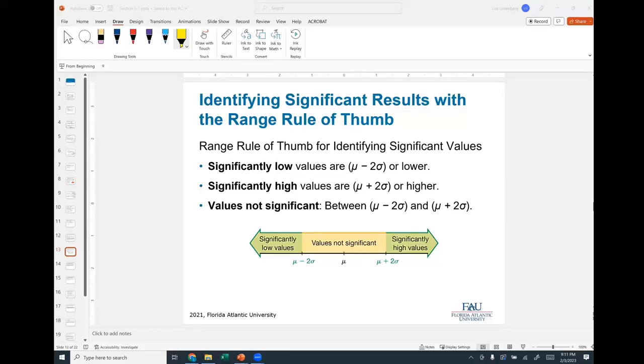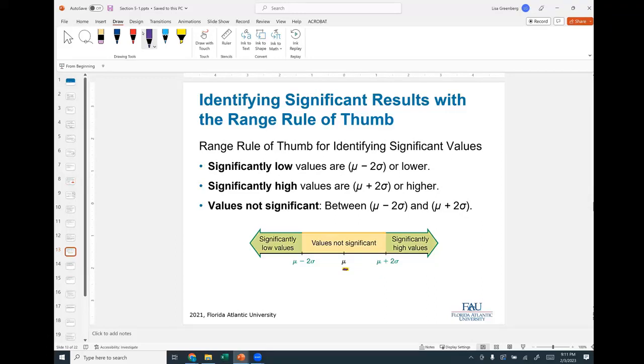All right, so now we're going to start 5.1 part 2. And this is where we start identifying significant results with the range rule of thumb. So the range rule of thumb for identifying significant values is, here's our mu, which is our mean.